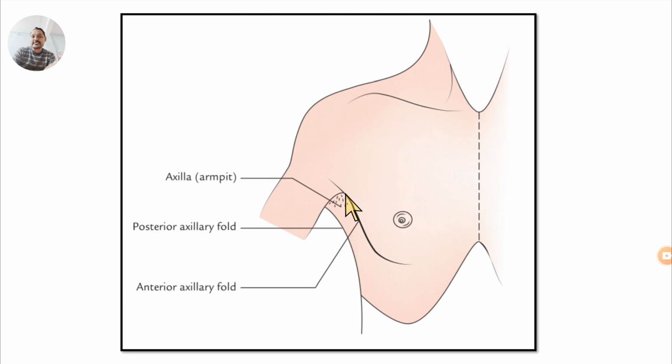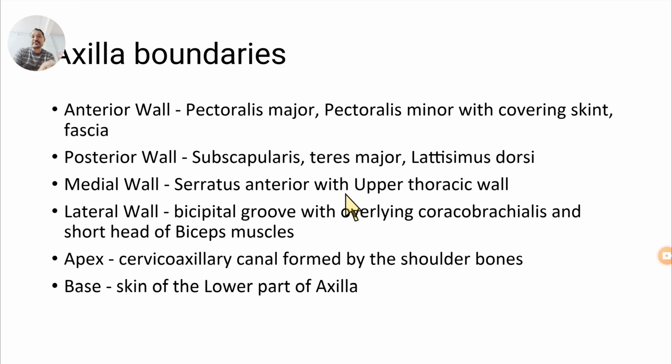And that is our next theme, that is what exactly the boundaries are and what muscles actually form the boundaries. So quickly we'll go through the muscles. The anterior wall is formed by the pectoralis major and pectoralis minor with the covering skin and fascia. The posterior wall in the upper part is formed by the subscapularis, then the teres major, then the latissimus dorsi. Remember, though in the middle we say teres major, its lower margin comes below the latissimus dorsi, and hence the teres major forms the inferior most portion of your posterior wall.